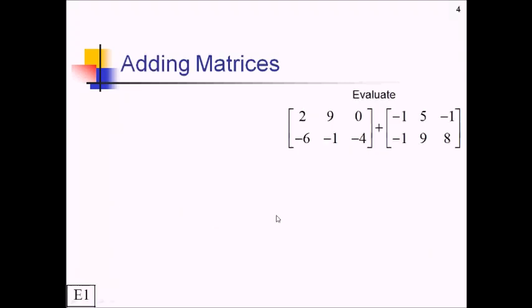Let's take a look at some operations now with matrices. In this one, we're adding 2 matrices together. To do this, it's actually pretty easy. We just have to add the numbers in corresponding elements together. In a lot of ways, this is really a lot like adding vectors together. So this 2 is going to get added with the negative 1 because these are both in the upper left spot, and then 9 plus 5, 0 plus negative 1, and so on and so forth for these bottom 3.